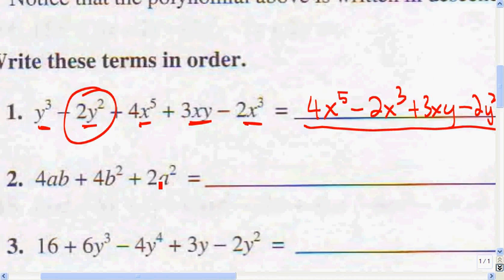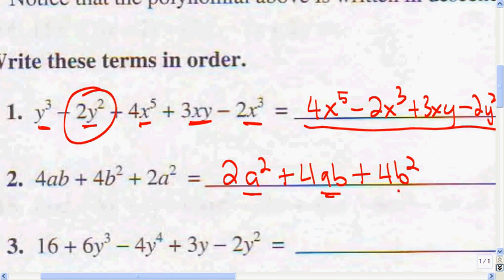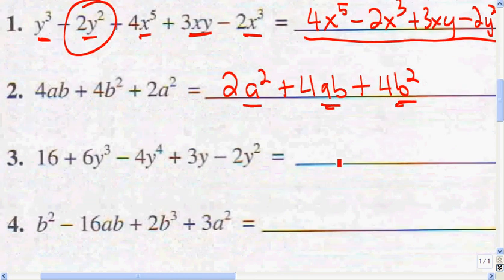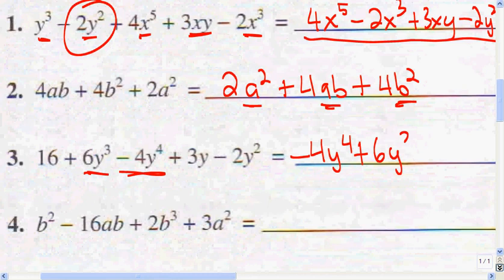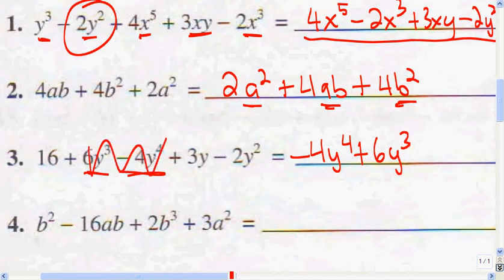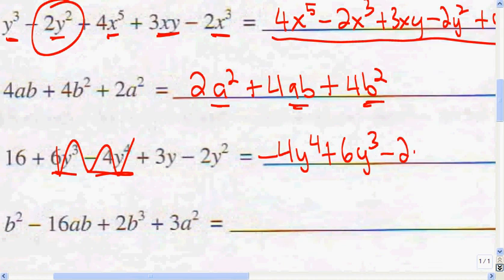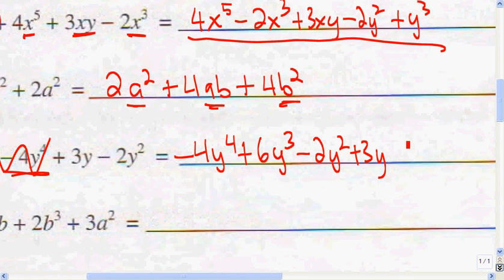So what comes first? A or AB? A comes first. 2a squared, then positive 4ab, and then positive 4b squared. Okay, because it's in alphabetical order. What comes first? Okay, the larger one, right? Because the first term is always the larger exponent. So negative 4y to the fourth comes first. Then what's the next exponent down? It's 6, so it's positive 6y cubed. Then after that, it's negative 2y squared. Then after that, it's positive 3y. And then after that, it's positive 16.